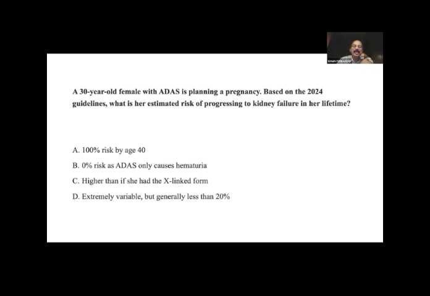100% ESRD is associated only with X-linked males and autosomal recessive patients. So autosomal dominant is no longer considered benign because there are progressors in this group also. The X-linked females generally have a higher and more variable risk than autosomal dominant Alport. So the right answer here is that it's extremely variable, but generally less than 20%, as Satish mentioned.